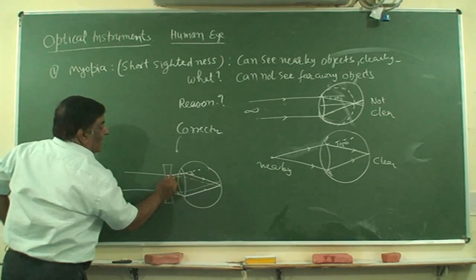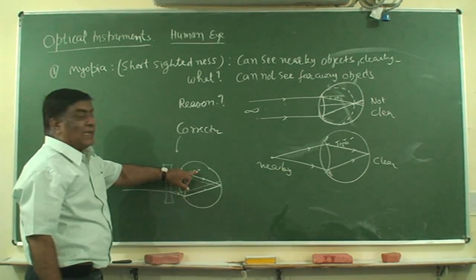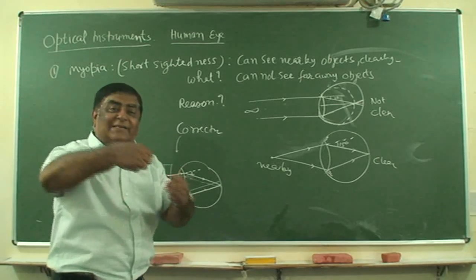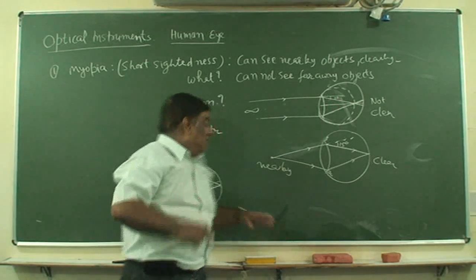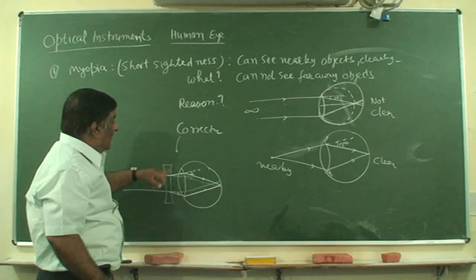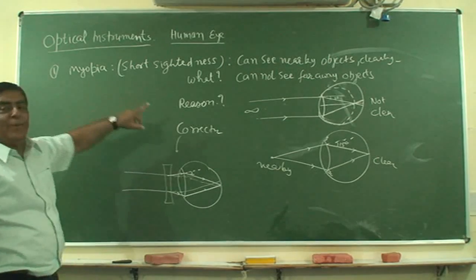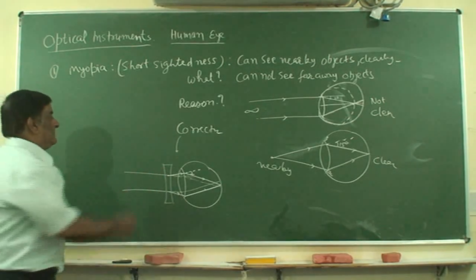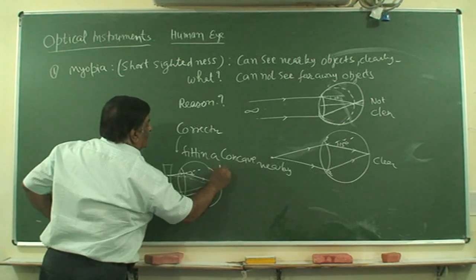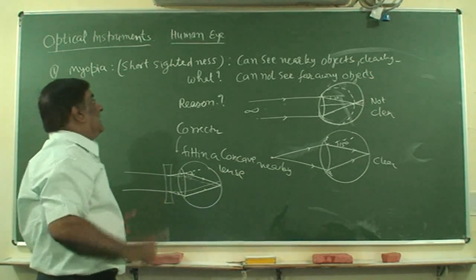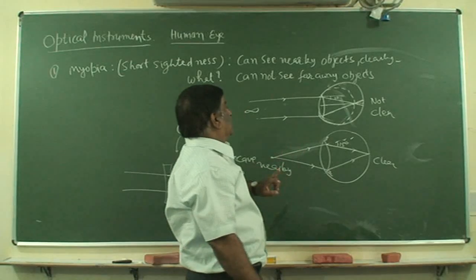Because this angle they can make, this angle it was not able to make. This was a small angle and this is a larger angle. The lens can make a larger angle, but it cannot be stretched. It cannot make smaller than this 10 degree, but it can make larger. So we first bend it outside with the help of a concave lens and then bend it here, and now it is here. So what is the correction for myopia? Fitting a concave lens. The correction is fitting a concave lens or divergent lens. So once again, what is myopia? We can see nearby objects, we cannot see far away objects.